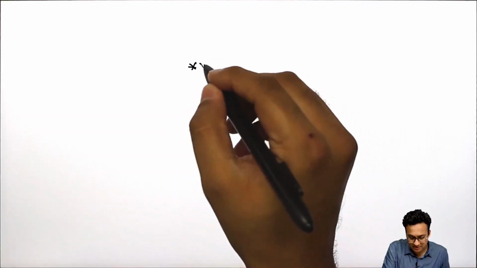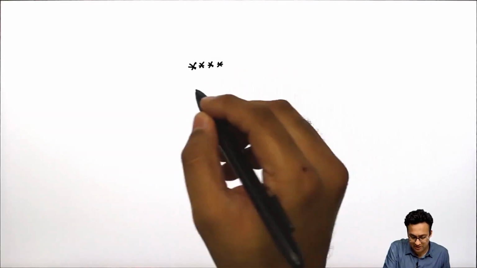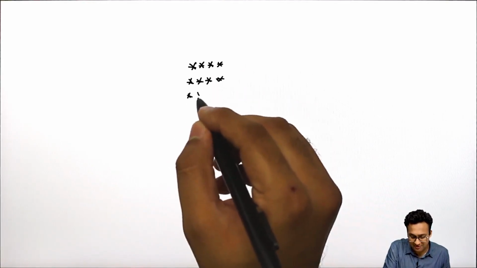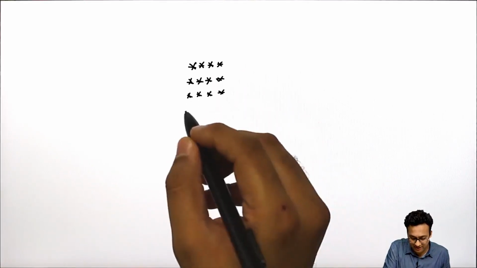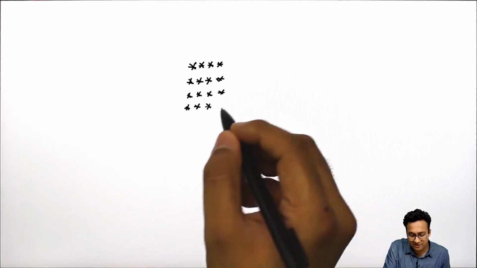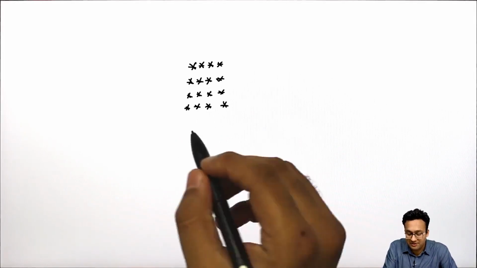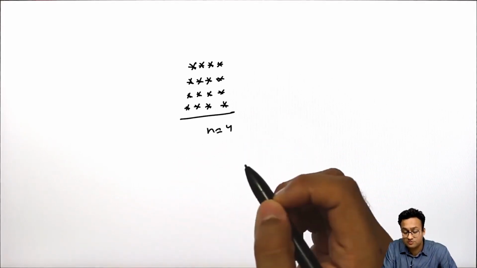Hi, so let's start writing code for patterns. The first pattern that I want to pick is a very simple pattern which looks like this. Generally in patterns, you will get a value of n, and depending upon that value of n, the size of the pattern will vary. For example, this is a pattern for n equals 4.